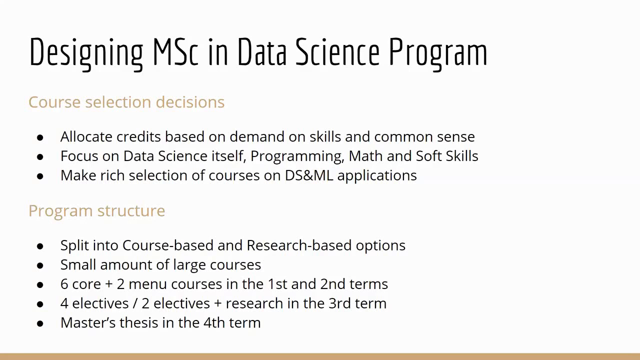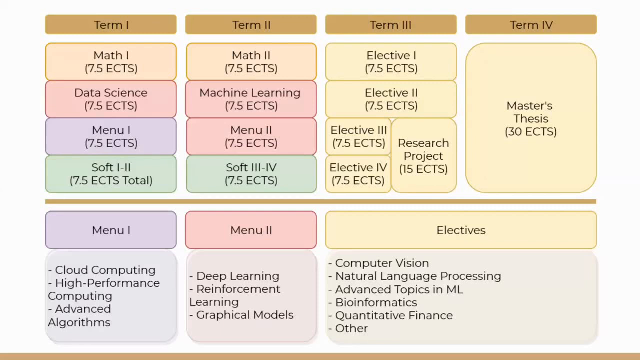So here are a few words on our program structure, but it's simpler to see it visually. The program is 4 terms, 30 credits each, and we've made a decision that is probably non-standard for Ukraine: to have only a few courses, like 12, but make these courses very large so that they cover all the topics, and simultaneously students would not be spread across too many topics at once.